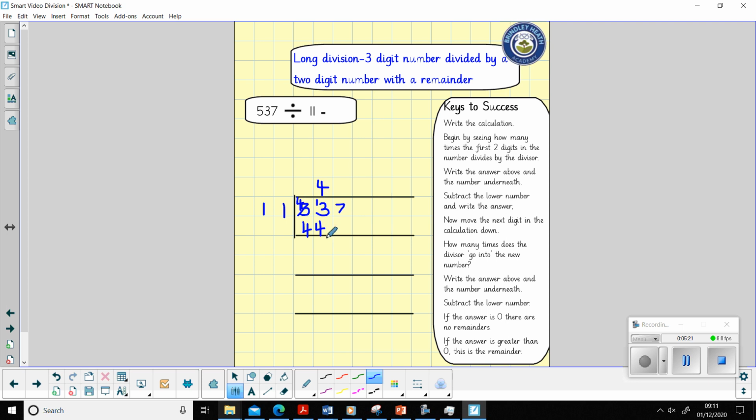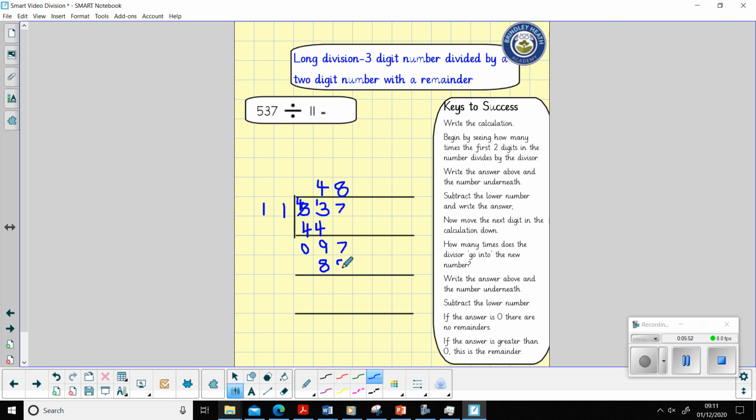Gives me 13. 13 take away 4 is 9, and 4 take away 4 is 0. Now I bring my 7 down, and I'm asking how many 11s are in 97. Now I know that 8 times 11 is 88. If I added another 11, it would take me to 99. That's too much. So 8 times 11 would leave me with 88.